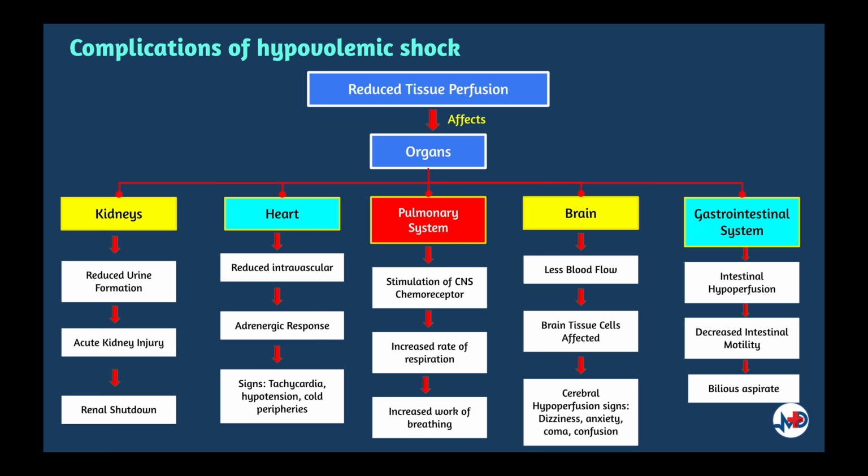Finally, let's look at how hypovolemia affects the gastrointestinal system. Decreased intestinal motility due to intestinal hypoperfusion can lead to bilious aspirate, which you will notice as green liquid in the nasogastric tubing.